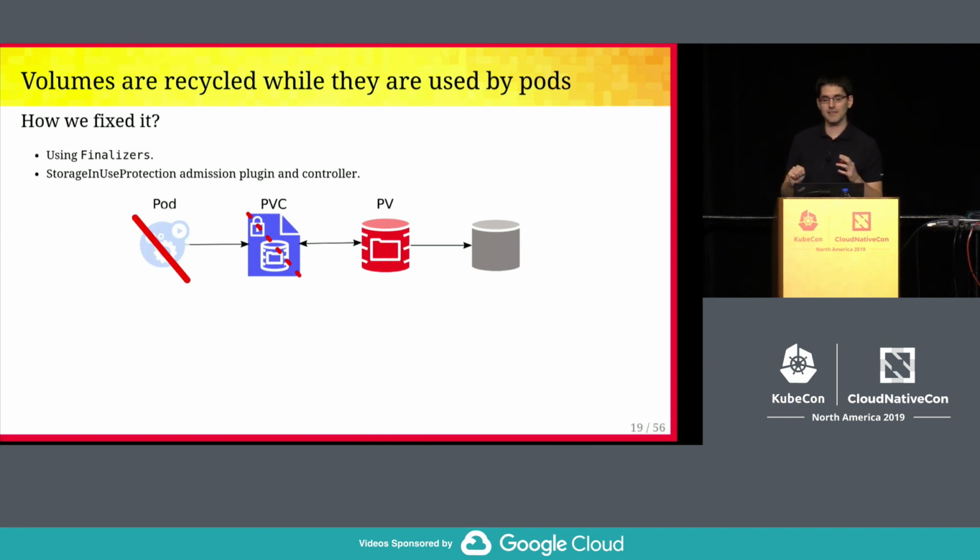Only after the user deletes the pod, our newly introduced storage in use protection controller sees that there is a claim that is not used by any pod and it's safe to delete. So it removes the finalizer. Kubernetes API server finishes termination of the object, and the reclaim policy is executed. And now the stuff is deleted in the right order.